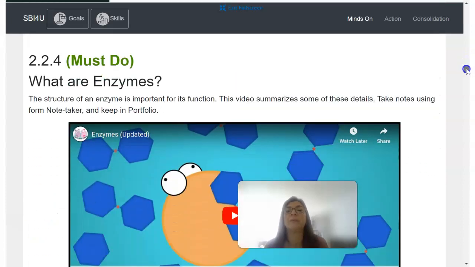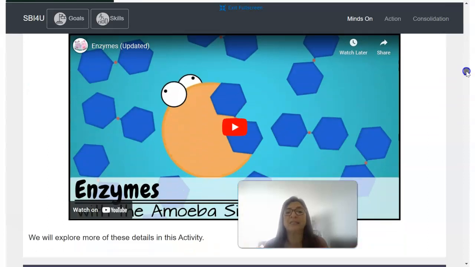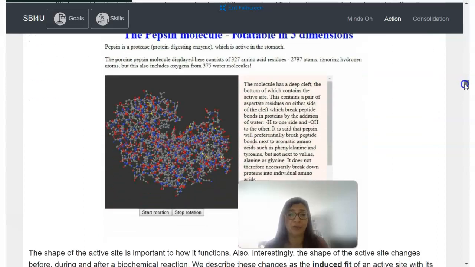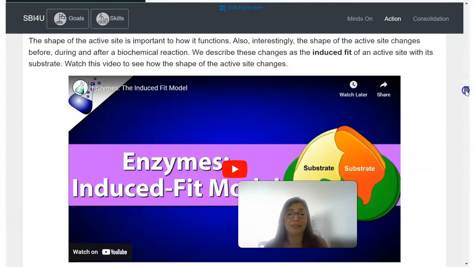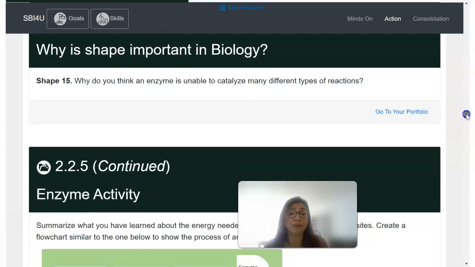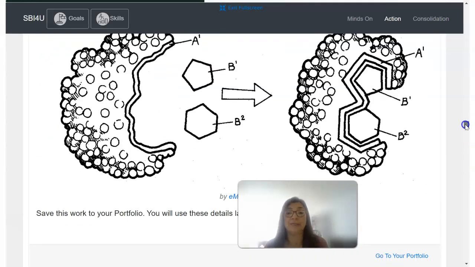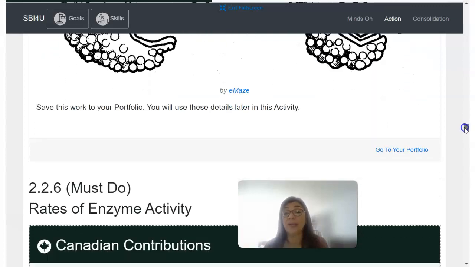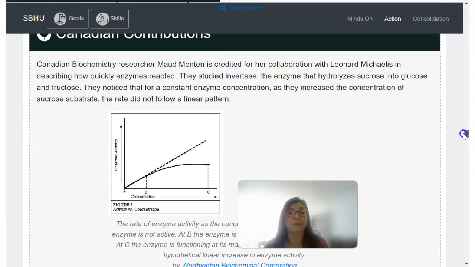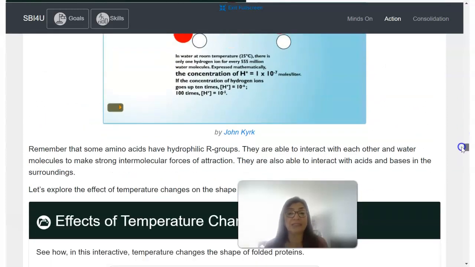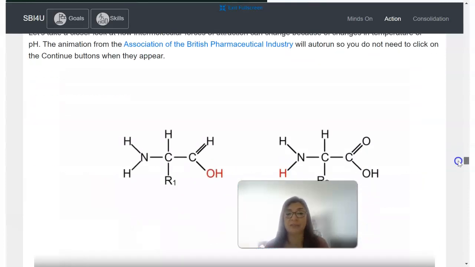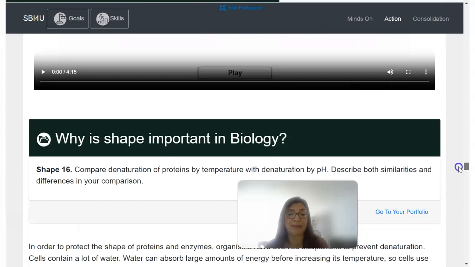So this is should do, another should do, in which you will deeply understand what change means. And finally, with the must do. The must do is here, enzymes, what they are, watch the video, take notes, and keep it in your portfolio. Do this interactive activity, understand more about how enzymes function, why shape is important, and then you will do a drawing and post it, keep it in your portfolio. Then this must do is the rate of enzymes activities. It's a nice interactive, you'll work on this, and that is the continuation, keep it in your portfolio as well.